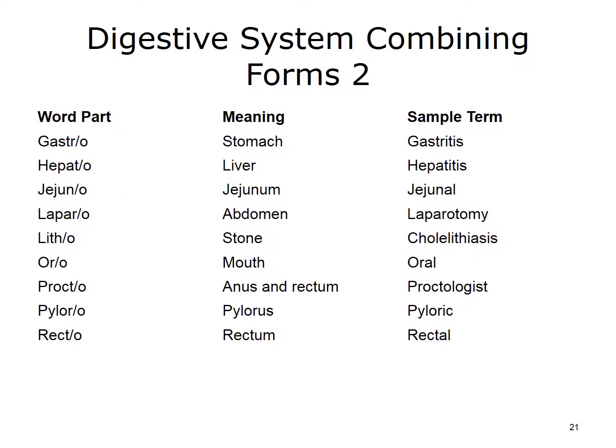Here are some additional key word parts for the digestive system, along with their meanings. In the third column, you can see some of the medical terms that we can create by combining word parts. You should return to the online medical dictionary to hear the pronunciation and become familiar with the meaning of the created terms.